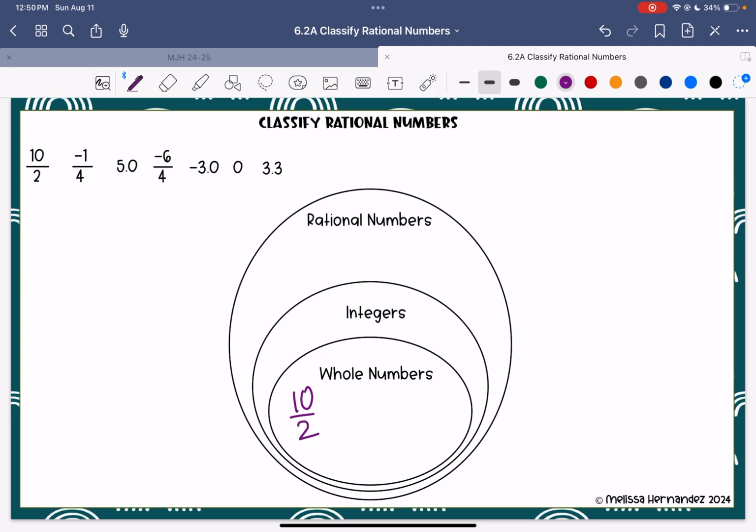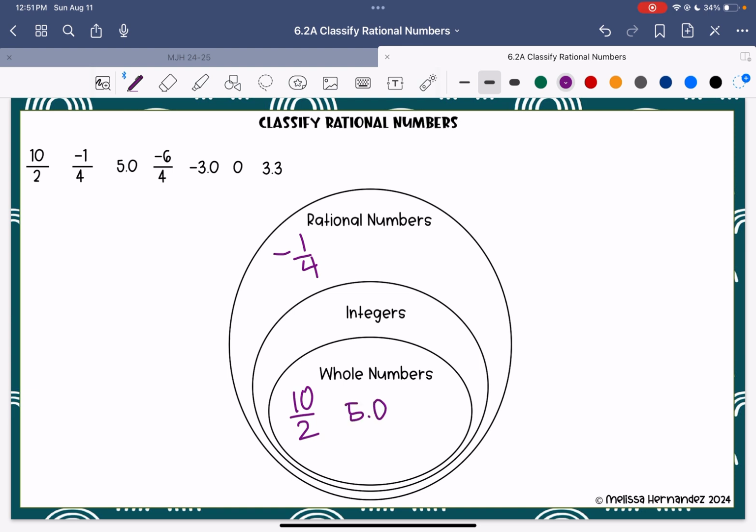Now the next one is negative 1/4. It's a fraction. You cannot simplify it. It does have a negative sign, which encourages kids to put it in integers, but that's not where it goes. Your rational numbers can be fractions and decimals, and they can be positive or negative. Now, that's a true fraction, so we're definitely going to put it in rational numbers. The next one is 5.0, or just 5, and we've already discovered that 5 goes into whole numbers.